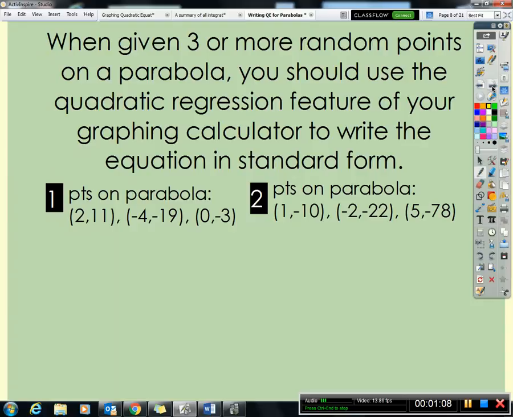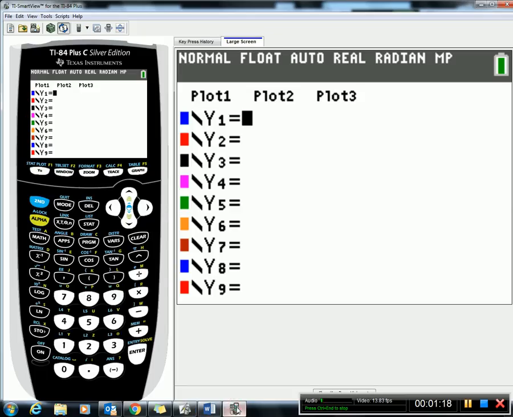So the first thing I'm going to do is take the points 2, 11, -4, -19, and 0, -3, and insert them in my calculator. Now I'm going to remind you that anytime you insert points in a calculator, it's a statistical activity. So you start with stat mode.